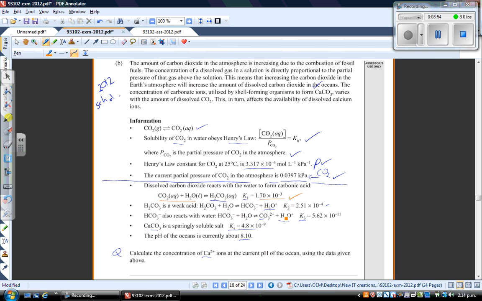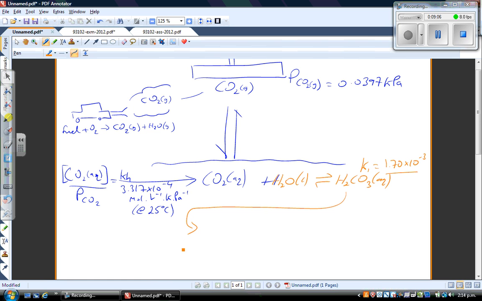Back to the exam question. The carbonic acid is a weak acid and further reacts with the water to dissociate and form hydronium ions, and you're given an equilibrium constant for that. So we put that in our scheme. Our H2CO3, carbonic acid, plus water, liquid, equilibrium established, we form hydrogen carbonate, HCO3 minus, plus hydronium ions. And the K2 for that equilibrium is 2.51 by 10 to the minus 4.